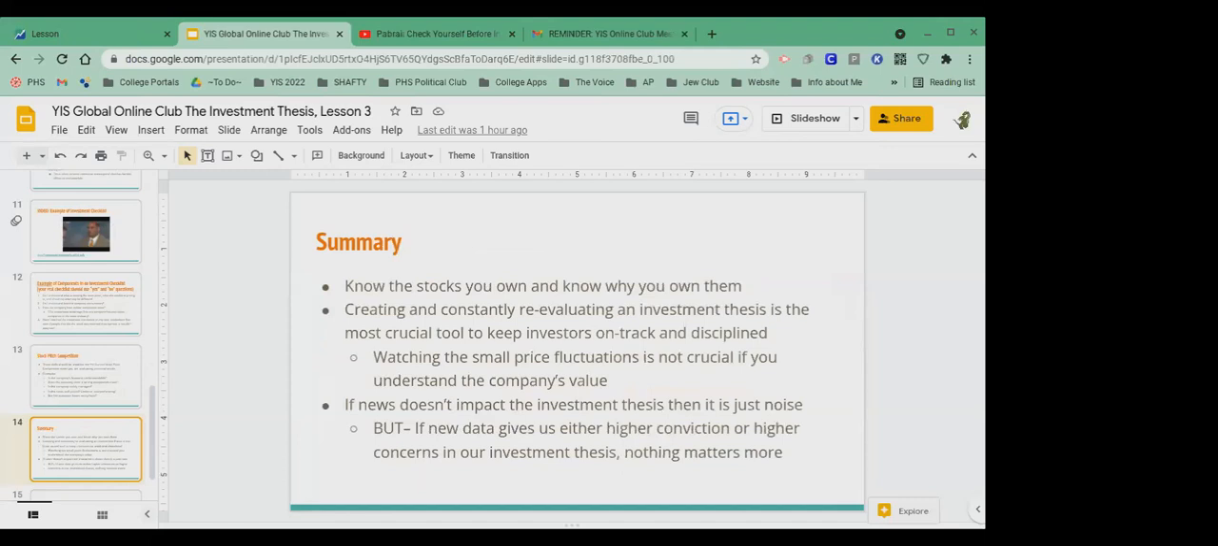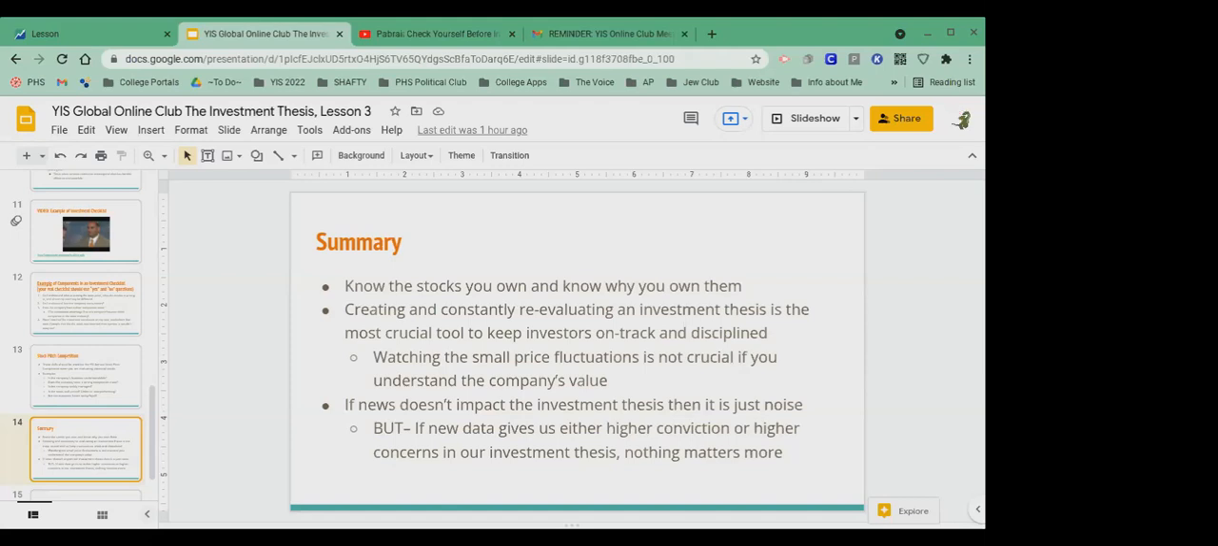So in summary, we want to know the stocks that you own and know why you own them. Creating and constantly reevaluating an investment thesis is the most crucial tool to keep yourself on track and disciplined as an investor. So watching those small price fluctuations is not crucial if you understand the company's value and it holds still even with changes to the stock.